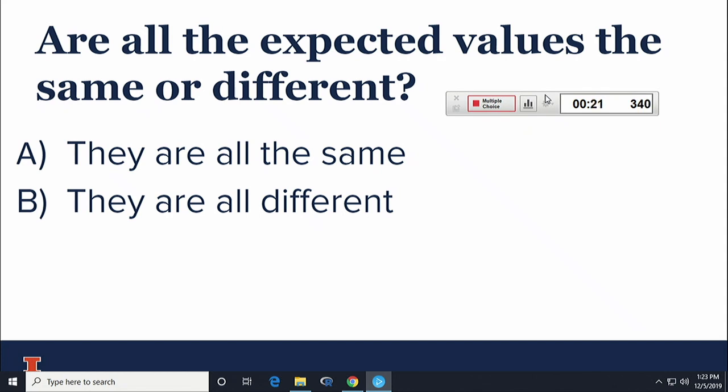And I guess regardless of what you pick for this, try and think about what you think. If you think they're all different, then what do you put for each one? If you think they're all the same, what do you put for each one as well?